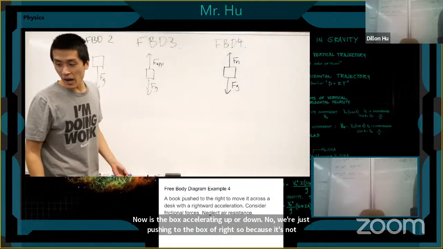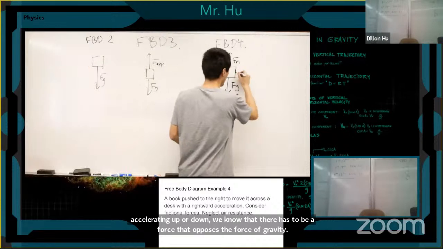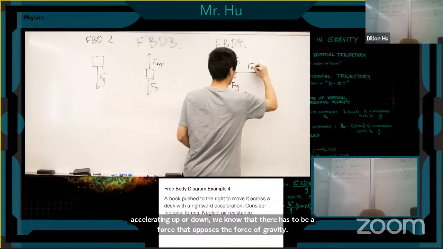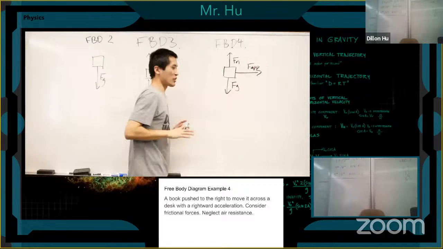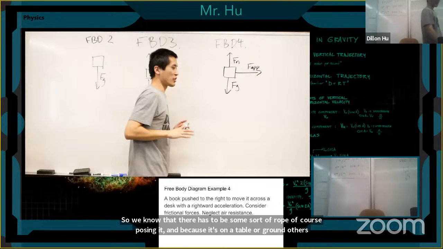Now, the box has an overall rightwards acceleration, and we're pushing it. So we are pushing it with an applied force. Let's call this applied force F_app. And then last but not least, we're also considering frictional forces.